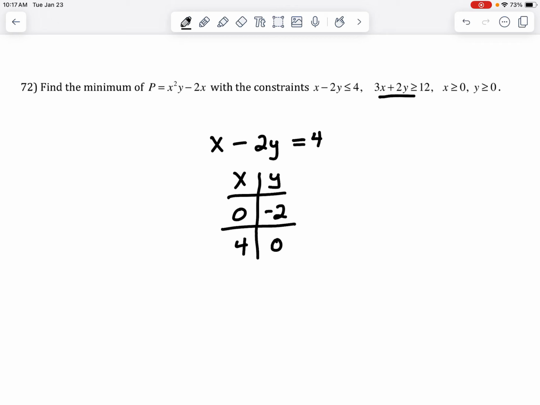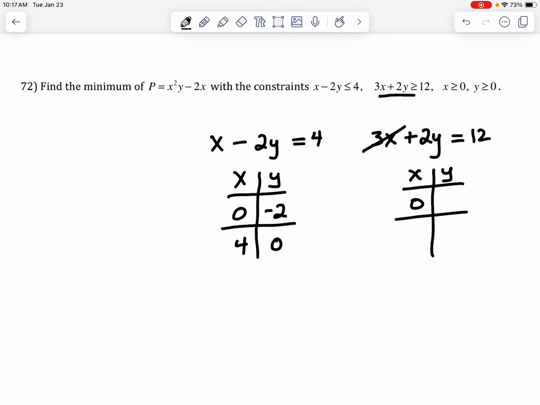So for this one, just pretend that it says equals, so 3x plus 2y equals 12. And then make a table of values. And again, it's easiest to just use 0. So if x equals 0, this term is gone. Divide both sides by 2, and y equals 6. And then if y equals 0, this term is gone, so divide both sides by 3, and x equals 4. And then we're ready to draw the graph.